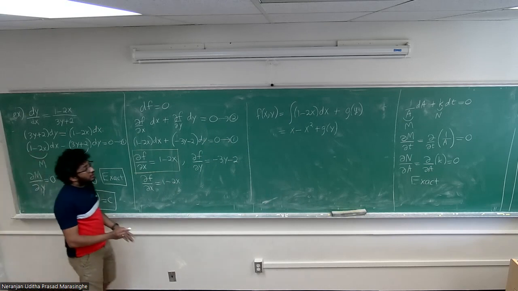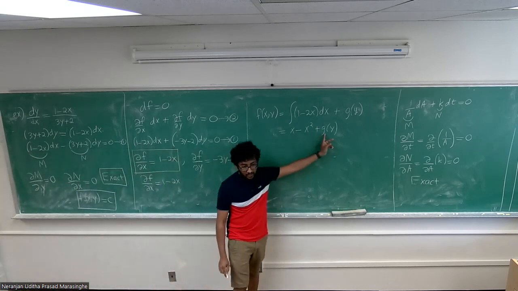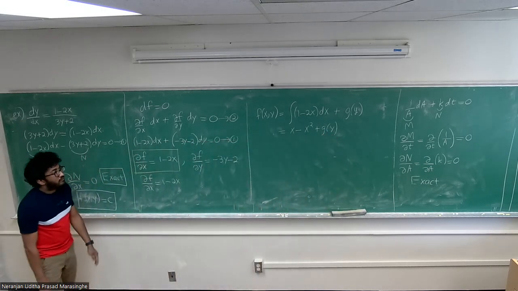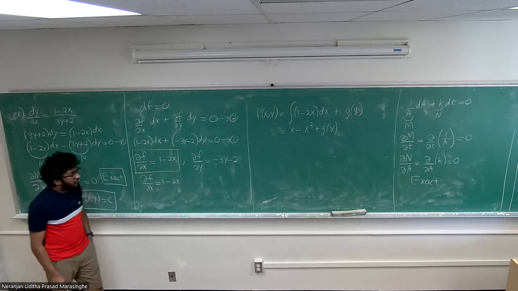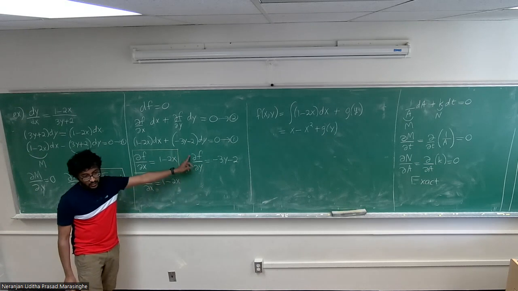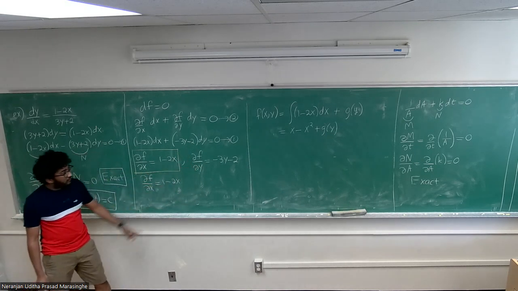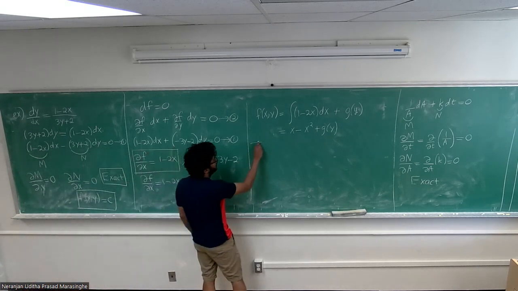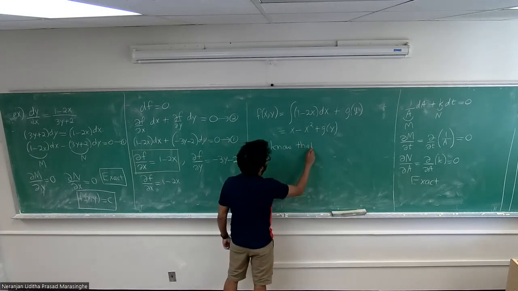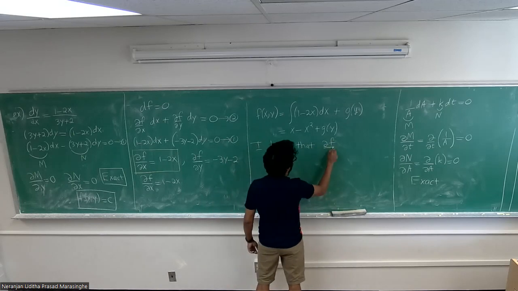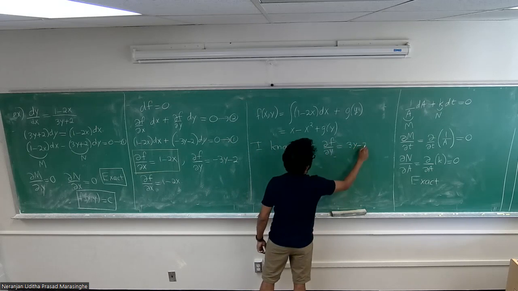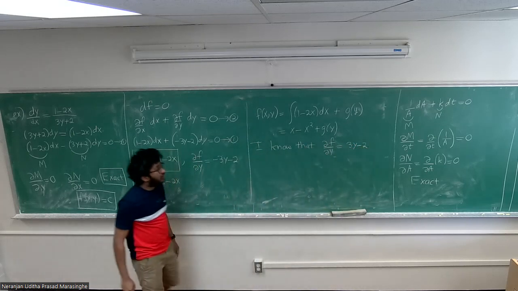Now, if we can find g(y), then we are done. So let's move to find g(y). What can I use? I use this idea, but I have another unused equation. I'm going to use this. I know that ∂f/∂y is equal to 3y minus 2.